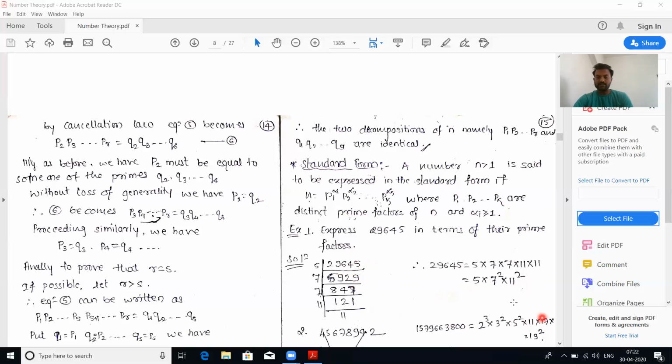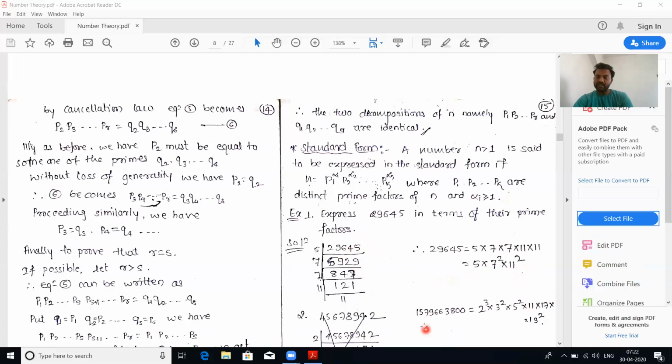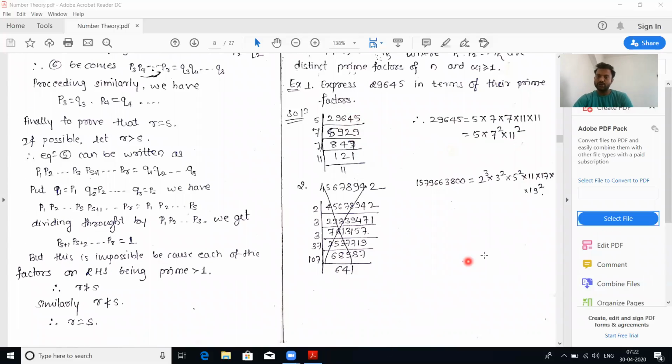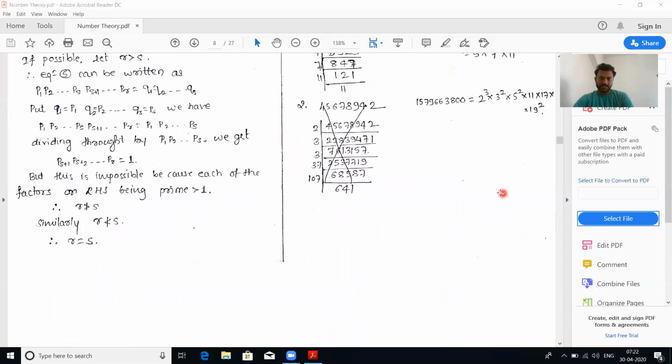Similarly, I have given the direct answer for this next number. You can try this. That is, I gave the number 1579663800. For that you are getting the answer here. You try that.